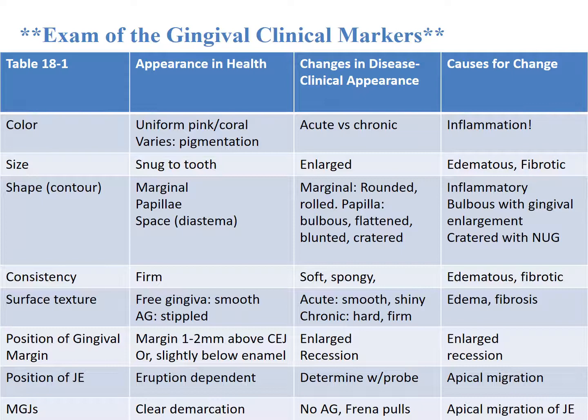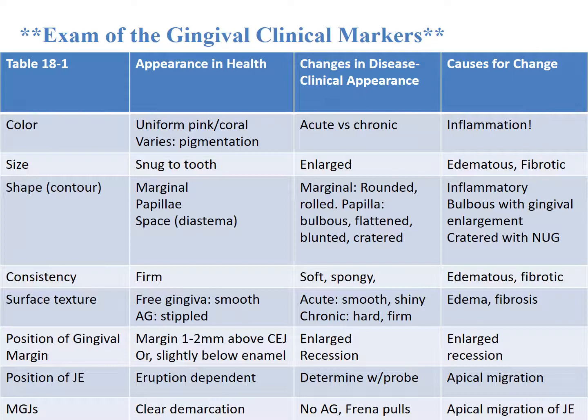Then we have position of the gingival margin. You want the margin 1 to 2 millimeters above the CEJ or slightly below the enamel. The position of the junctional epithelium is eruption dependent. So if the tooth is fully erupted, it should be on the cementum. And then the MGJs should be clearly demarcated.